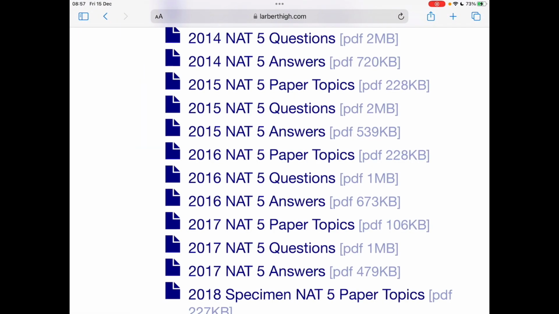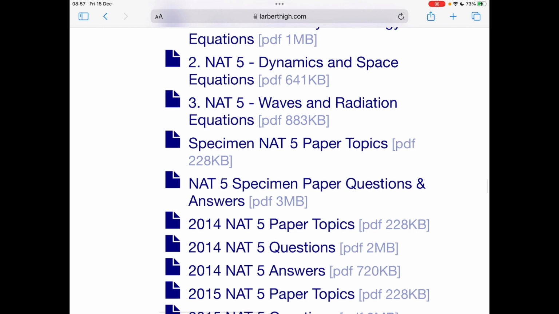Now, the specimen paper was a paper that was made at the very start of National 5 so that the people that were sitting at the very first year, 2014, as you see there, they had some kind of past paper, even though the course hadn't run before. So that's the specimen paper topics.